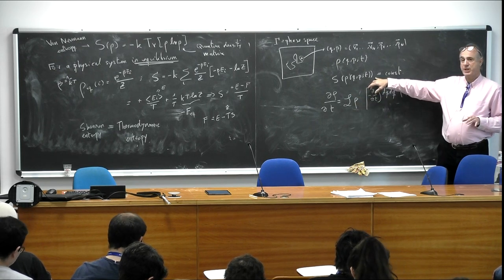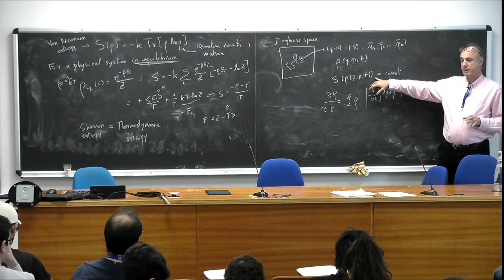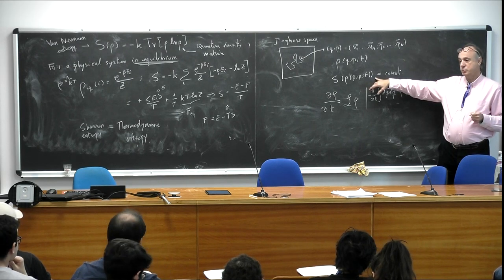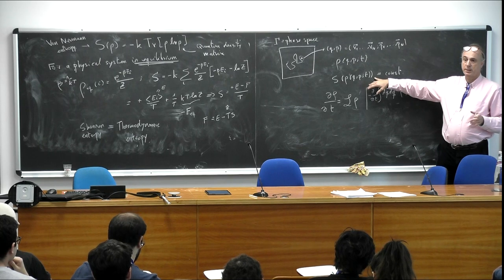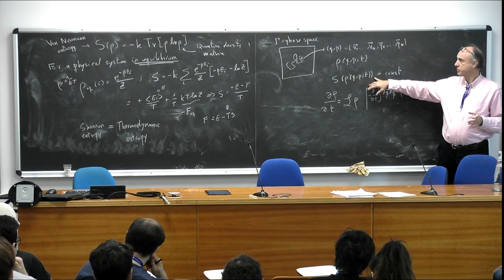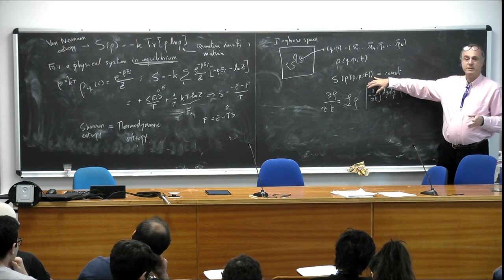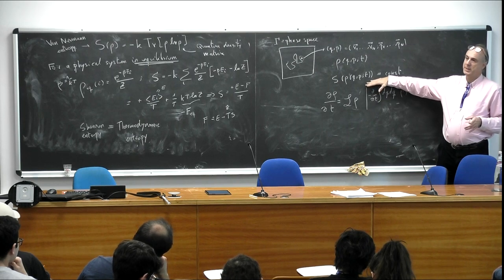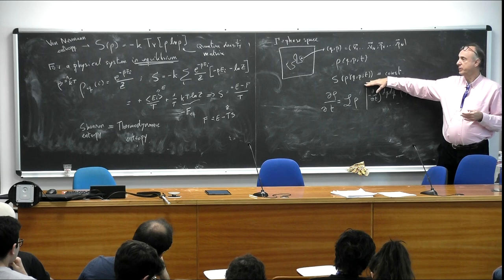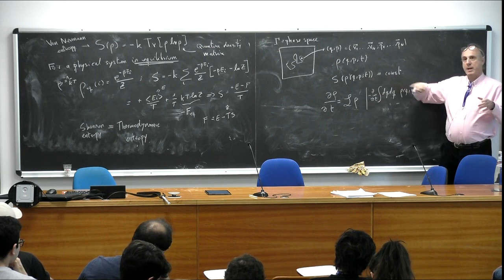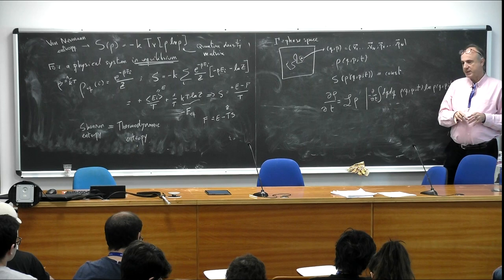This is the main objection that people use to say that the Shannon entropy is not a thermodynamic entropy, because in an irreversible process, the entropy should increase. And here it never increases. How can people fix this?